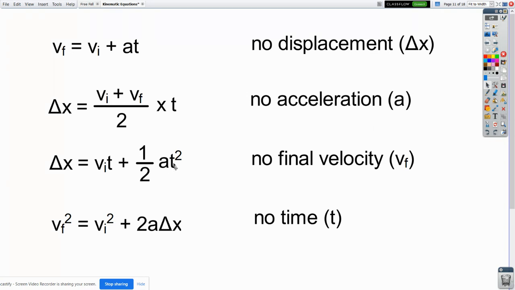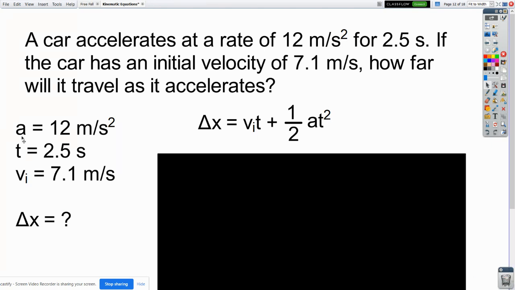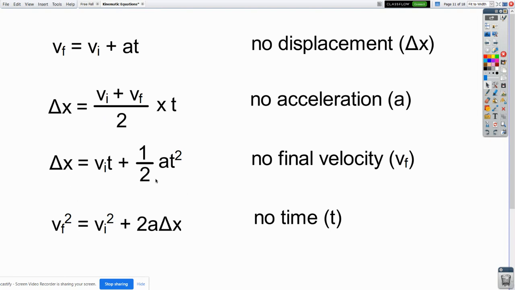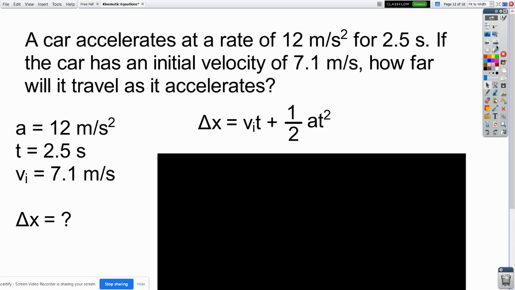A, T, Vi, delta x. Pick the equation that has those 4 things in it. The other way to choose it is to look for what it doesn't have. This list here does not have a Vf in it. There is no Vf. That is the equation that has no Vf in it, the no final velocity equation. So you can either look at what you have and pick the equation that has those same variables in it, or you can look at what you don't have and pick the equation that doesn't have that variable in it either. They'll both lead you to the same equation.